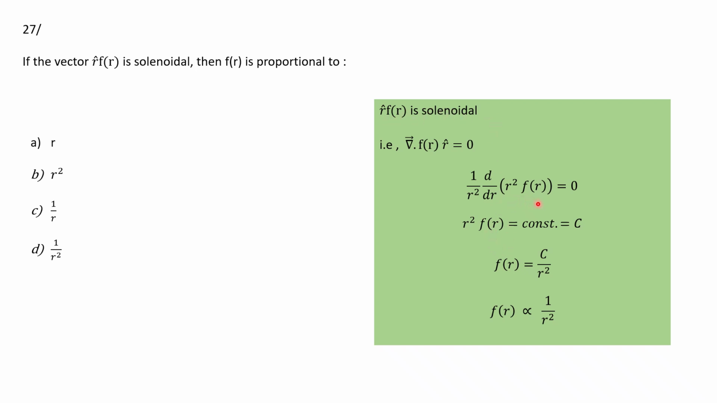Okay, so by solving this we get that r square F of r is constant, because if we take the derivative of a constant, it gives 0. That means r square F of r is constant. Let's take it as c. So F of r equals c by r square. From here we can see that F of r is proportional to 1 by r square. So option D, 1 by r square, is the correct answer.